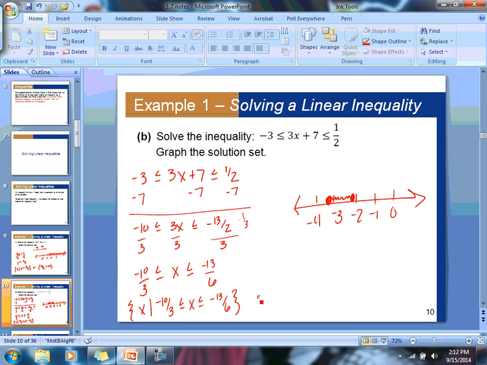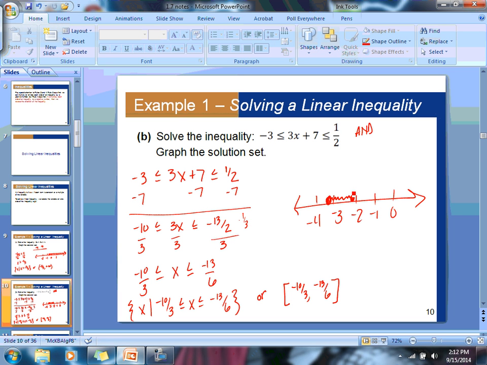And I could also write my solution as an interval with the brackets. I would start at negative 10/3 and go all the way up to negative 13/6. And I would want closed square brackets there because I have solid circles. Now, when you learned this in the past, you learned that these are the and type of compound inequalities. And when you have those, you're going to shade in the middle. You're going to shade between your 2 points.